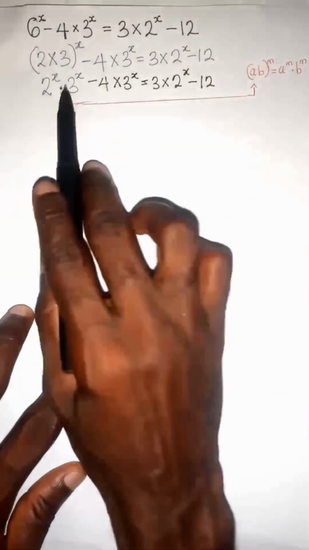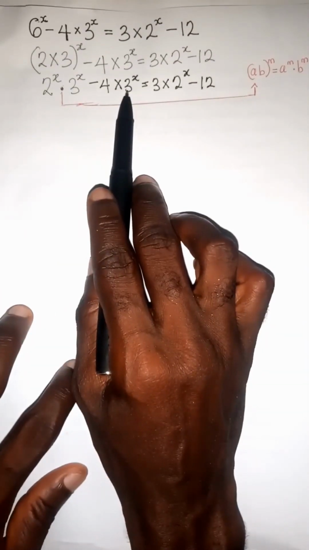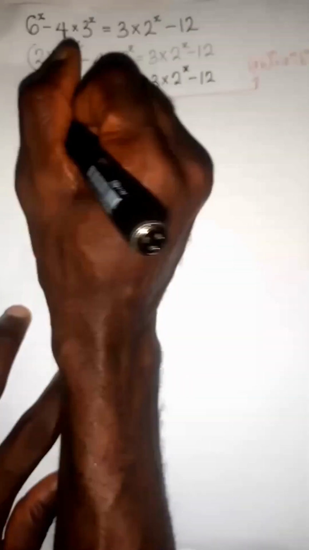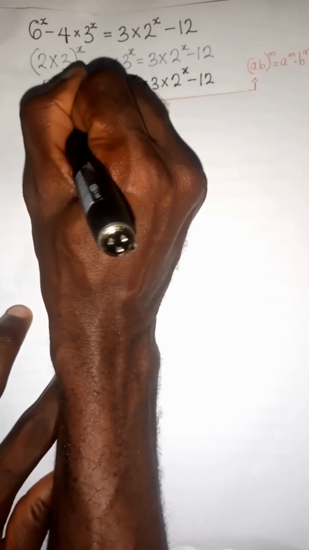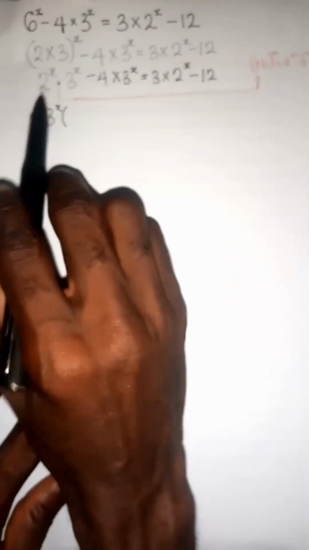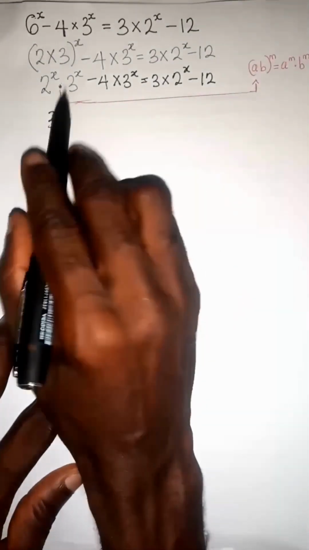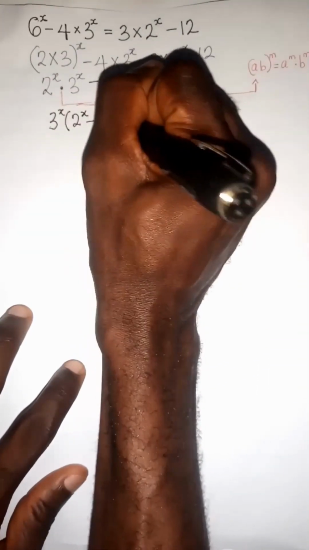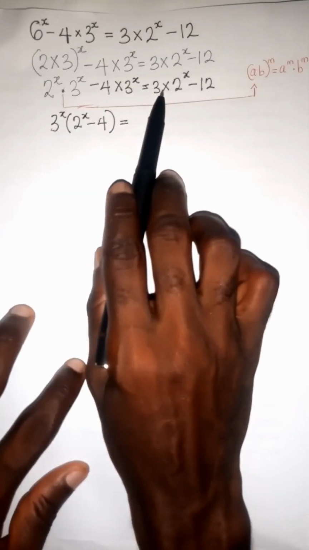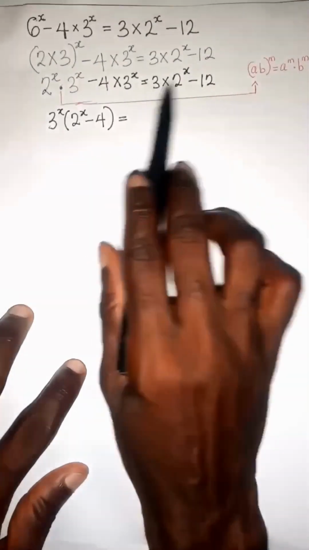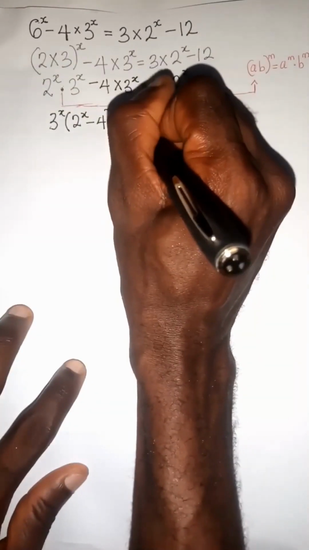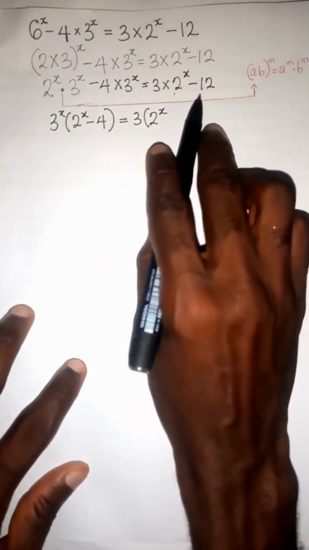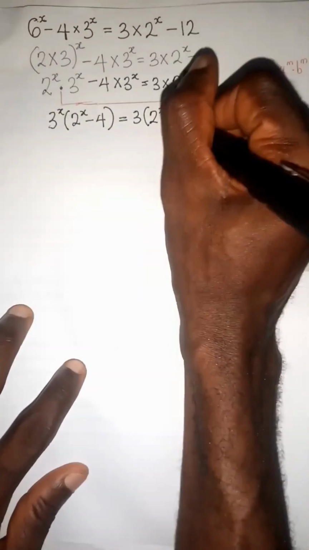Now, considering the left-hand side of the equation, 3 to the power of x is common, so it can be factored out. We factor out 3 to the power of x, and we are left with 2 to the power of x minus 4 in parentheses. Then on the right-hand side, we can factor 3. When we factor 3, we're left in parentheses with 2 to the power of x, and factoring 3 from 12, we're left with 4.